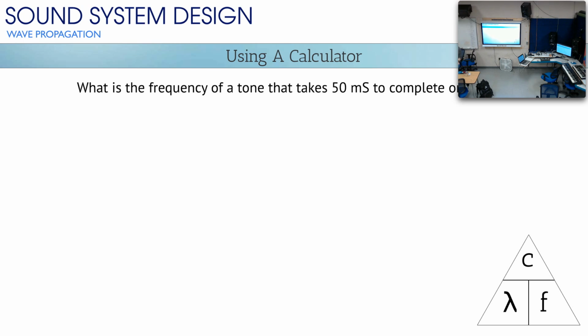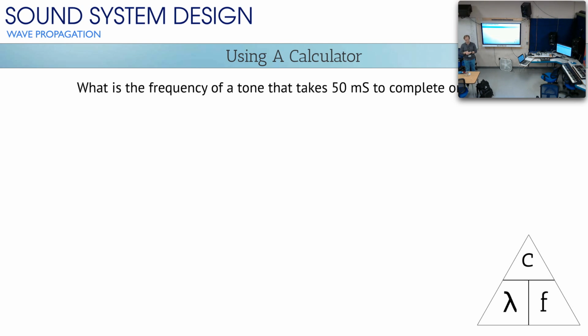Okay, here's a tricky one. This one's not on our triangle. Let's see if we can do it. What is the frequency of a sound that takes 50 milliseconds to complete one cycle? Well, let's think about it for a second. We don't know how to deal with milliseconds yet, do we? No. I haven't taught you that. But I have told you a way that you could figure that out.